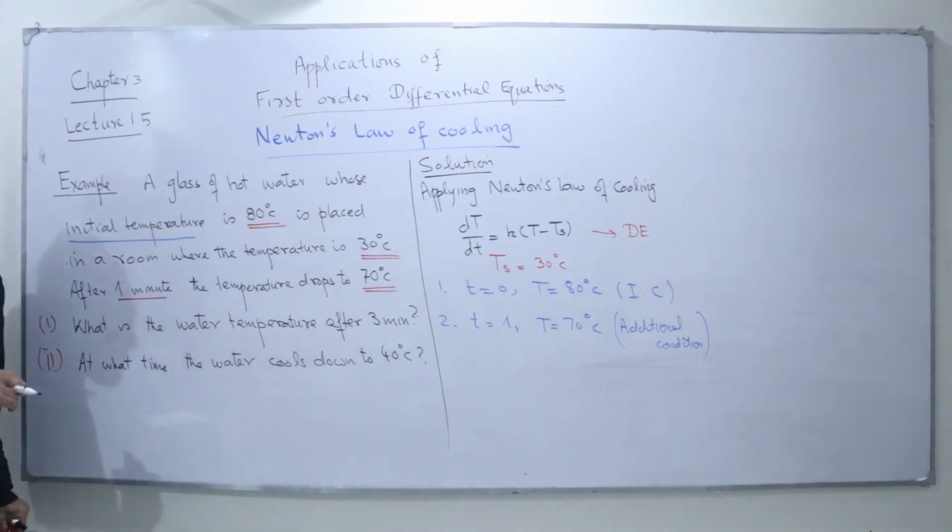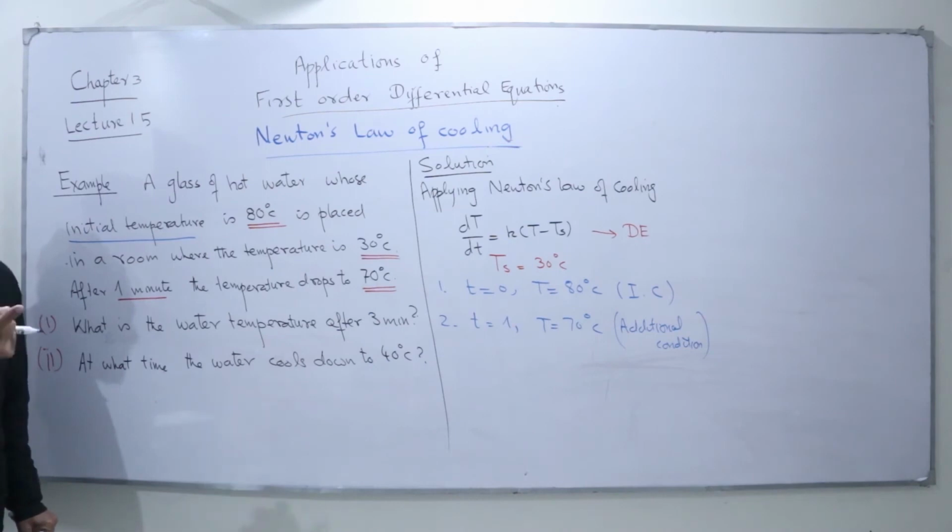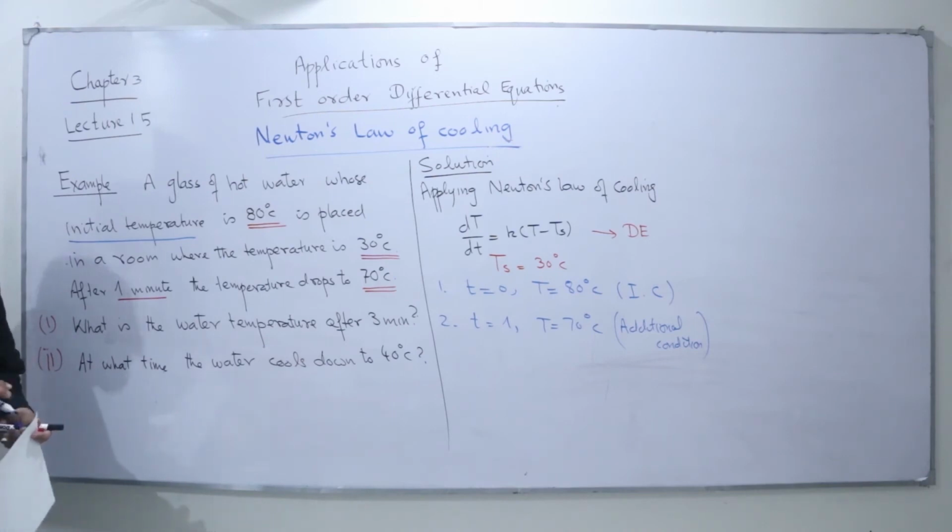I have the differential equation, and I get my general solution. With the initial condition, I get the constant, and with the additional condition, I get k, and my solution is completely known. Then I can just make the predictions which are required in the question.